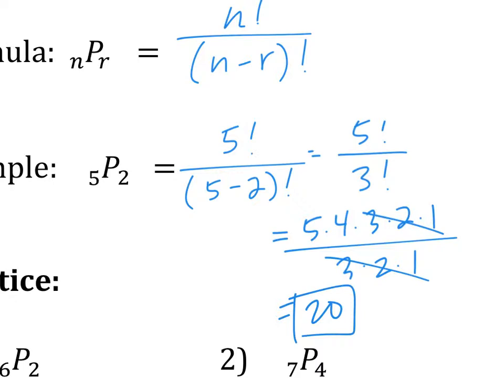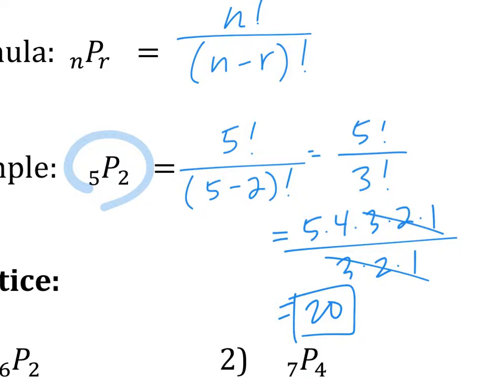Okay, now let's use the calculator. 5P2. First, locate the P button on your calculator. So if you have the calculator that Brian does, it's in the PRB button. It has all of the probability stuff in there. So every calculator works just a little differently.